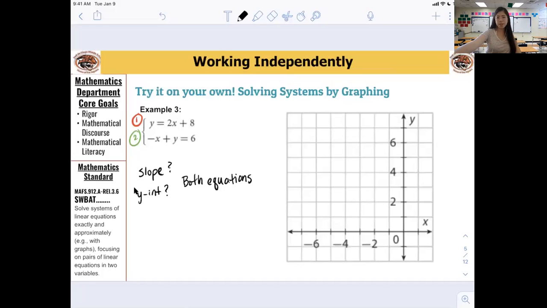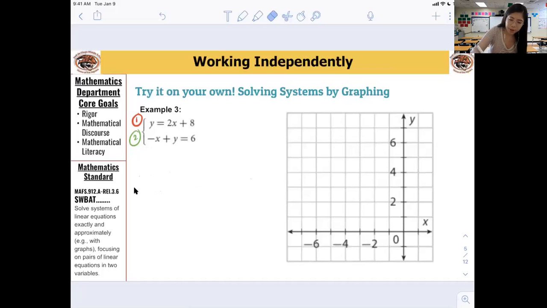Okay, about 15 seconds remaining. If you have any questions or answers, go ahead and put them in the chat for me. Okay, all right, that's time. So for equation number 1, that one's my easy one because it's already written in slope-intercept form. So for equation number 1, what is my slope and what is my y-intercept?